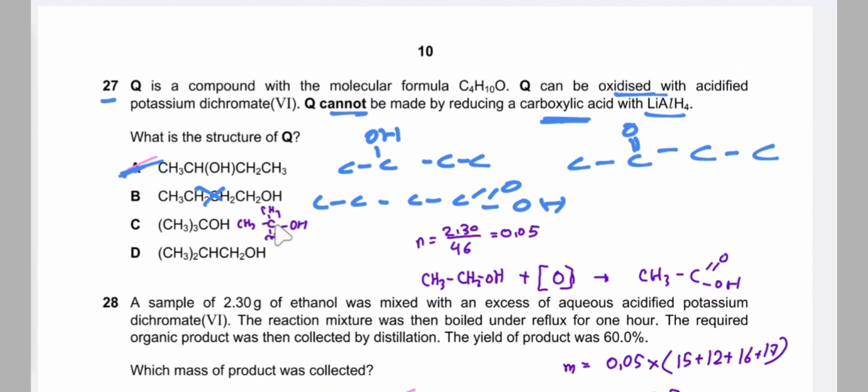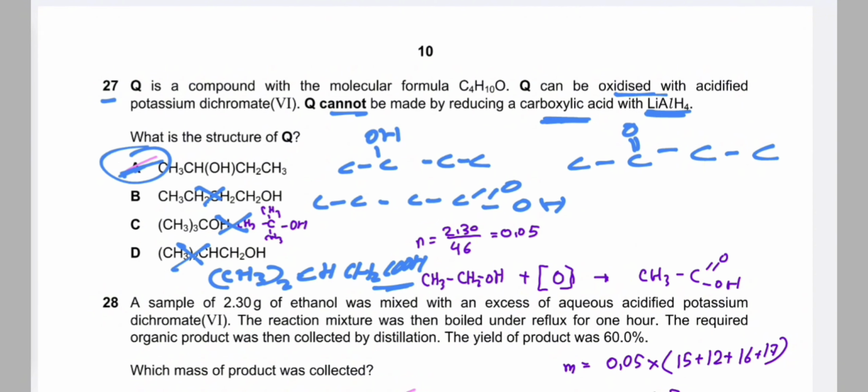Then for option C, here we can see that this carbon is attached to 3 other carbon atoms. So this is a tertiary alcohol, and tertiary alcohol cannot be oxidized. Then for option D, again this is oxidized. So (CH3)2CHCH2COOH. Since the first carbon atom is attached to OH, this is converted to carboxylic acid, and this carboxylic acid reacts with LiAlH4 to form Q. Therefore this option is also wrong. So the option that is correct is A.